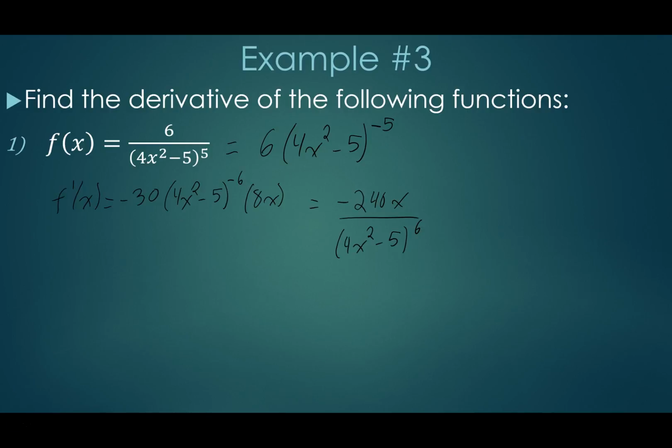Okay, so after we wrote it as 6 times (4x squared minus 5) to the negative 5th power, the chain rule applies. So negative 5 goes in front, so 6 times negative 5 is negative 30. We write the inside the way it is, decrease the exponent by 1, that's why it's negative 6. And then the derivative of the inside is just simply 8x. To write it so it no longer has a negative exponent, negative 30 times 8x is negative 240x, so that goes up top. On the bottom is our 4x squared minus 5 now to the positive 6 power. So that's the way this is working with our chain rule for the different problems like this.